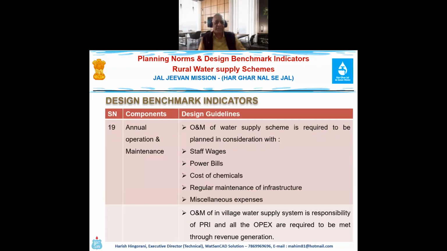Annual O&M, as defined in the CPHEEO manual and practices: what is required to be planned in consideration. Staff wages are required, power bills are required, cost of chemicals mainly, regular maintenance of infrastructure, business expansion. So basically, O&M of the in-village water supply system is the responsibility of the PRIs. And all the OPEX is required to be met through revenue generation, very clearly. This is to be kept in mind. So ultimately, while planning the scheme, OPEX is going to play a major role.